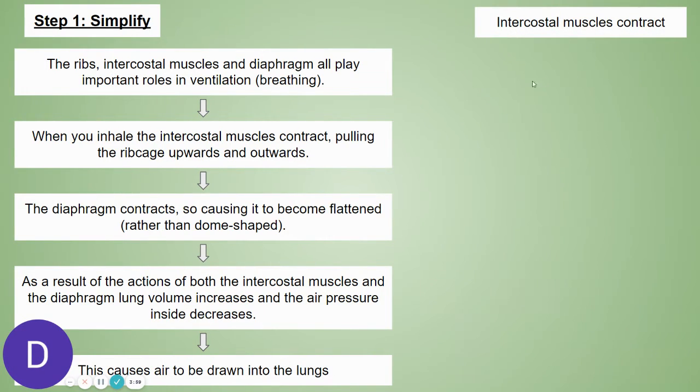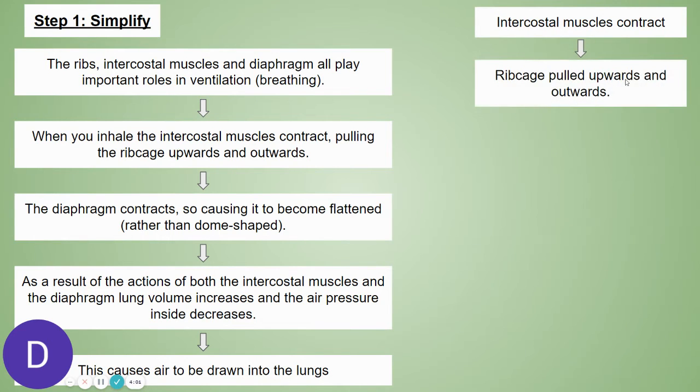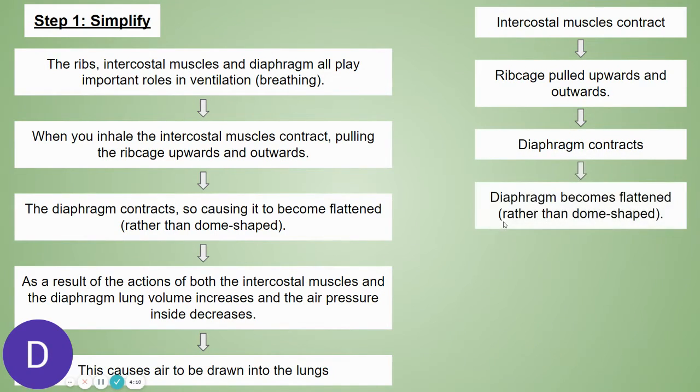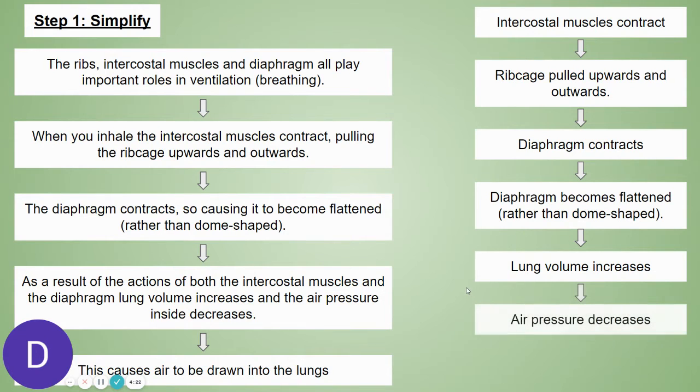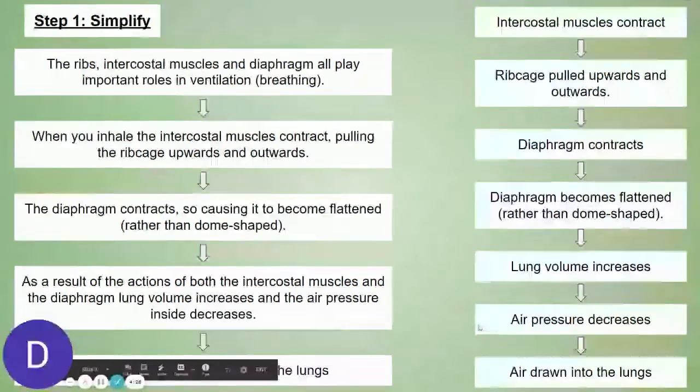Great. What does that do? What's the consequence of that? The rib cage is pulled upwards and outwards. Next, the diaphragm contracts. And what's the consequence of that? It becomes flattened rather than dome-shaped. It then says, as a result of the actions of both of these, the lung volume increases, and as a result, the air pressure decreases, and this causes air to be drawn into the lungs.